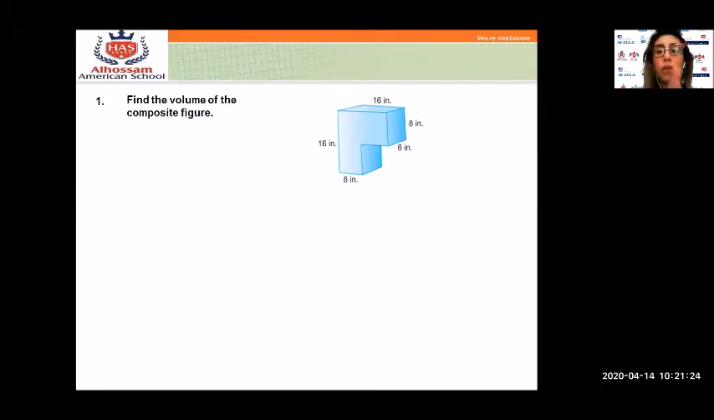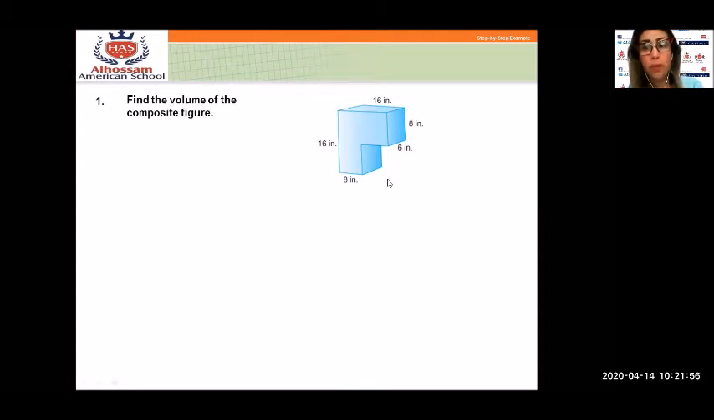Regarding this lesson, we are going to deal with 3D shapes, okay? We are going to deal with volume and surface area, not simple area. We are going to find the volume and the surface area of composite figures, but in our lesson today, the composite figures will be prisms or pyramids. So now, finding the volume of composite figures.